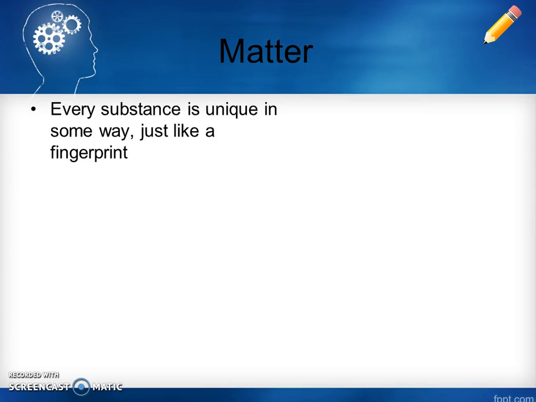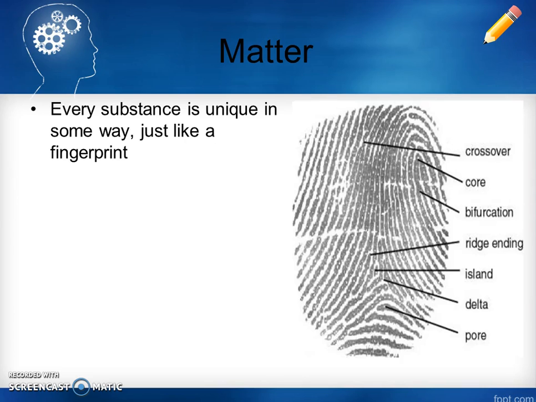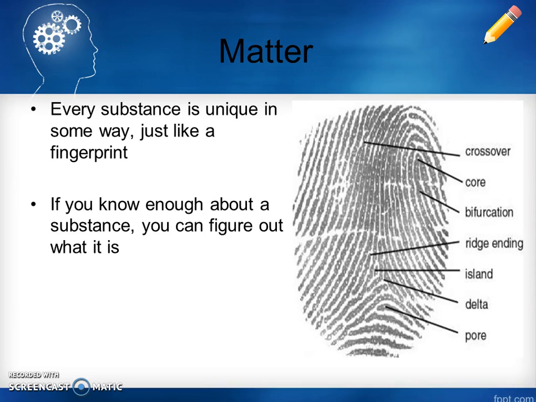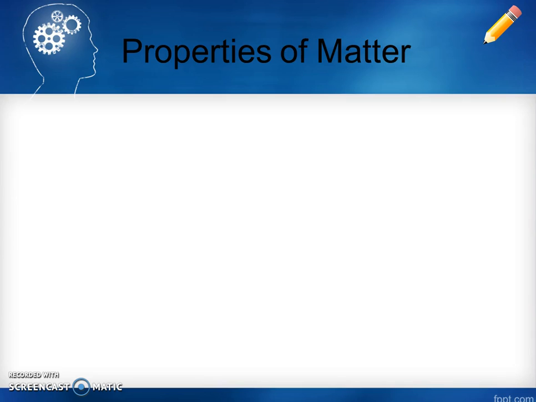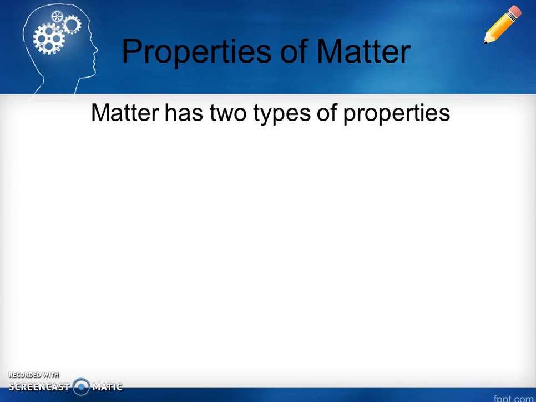So every substance is unique in some way, just like a fingerprint is to humans. And if we know enough about a substance, we can figure out what it is. Or conversely, if you know what a substance is, we're able to predict how it will react with other things. So there's properties of matter, and that's what this PowerPoint video is going to focus on today. There's two types of properties we're going to look at. The first being physical, and then we'll look at the chemical after.